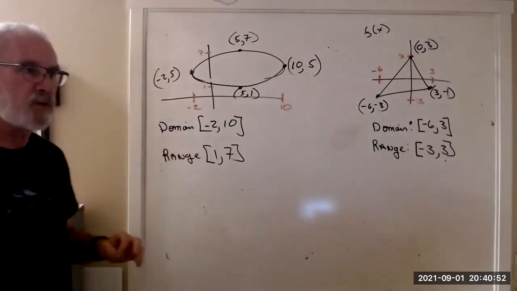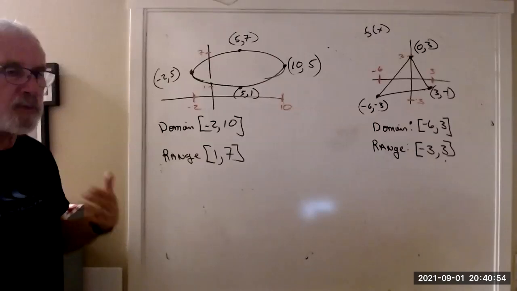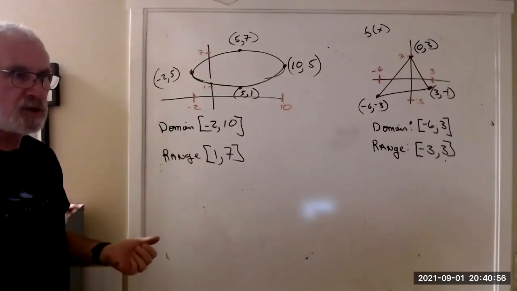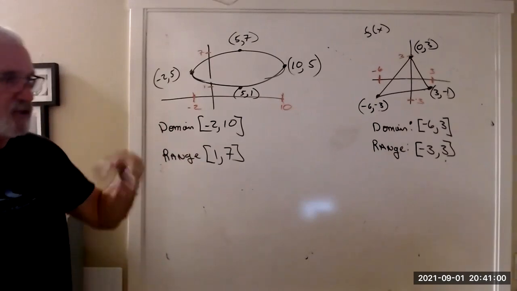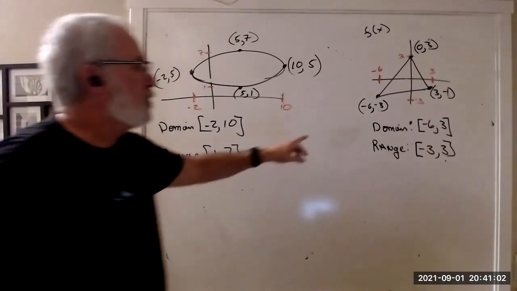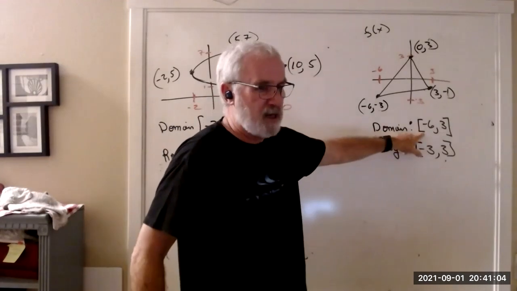Domain, you need to know that. Domain stands for all possible x values. And either you can list them individually, 5, 7, 6, 3, or you use interval notation if you have an infinite amount.